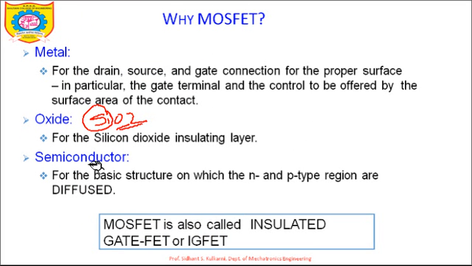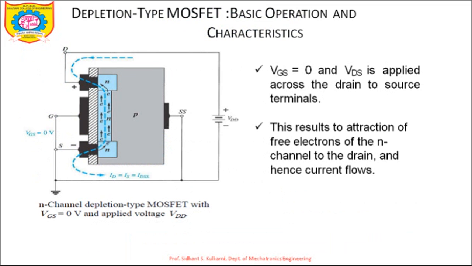So the oxide layer is the silicon dioxide insulating layer, and the semiconductor for this structure is one in which N-type and P-type regions are diffused. MOSFETs are also called insulated gate FET or IGFET, as the gate is insulated from the substrate. So a MOSFET consists of three parts: metal, oxide, and semiconductor. I hope this concept is clear, and we will proceed to the next one.